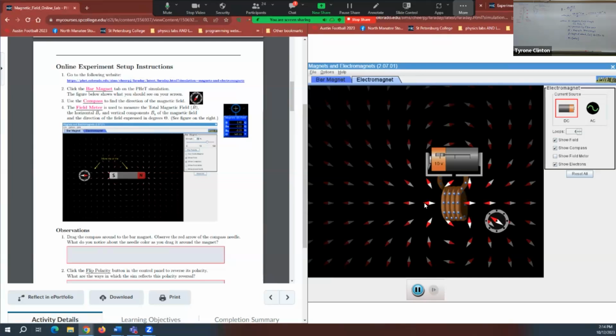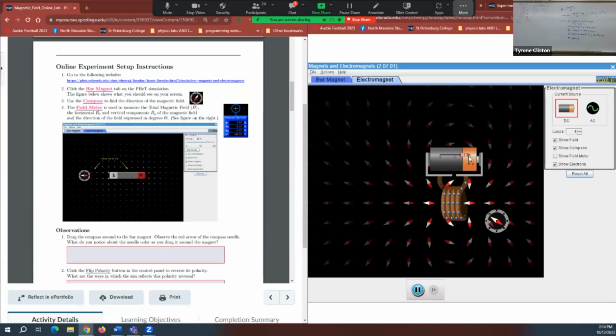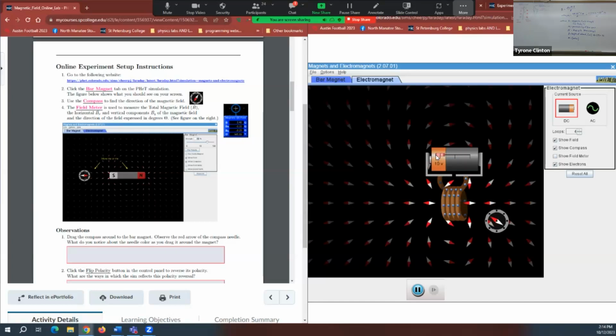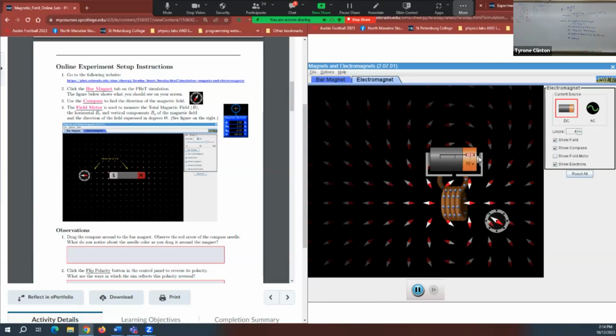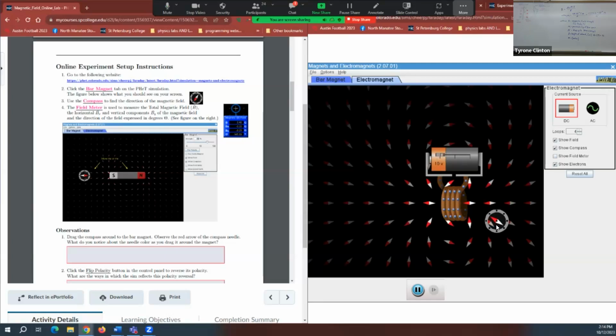So pay attention to those red lines there, and as I flip the polarity of the battery, I flip the direction of the current, and the current is assumed to be going around a coil. You can also see that the compass changes its direction as well.